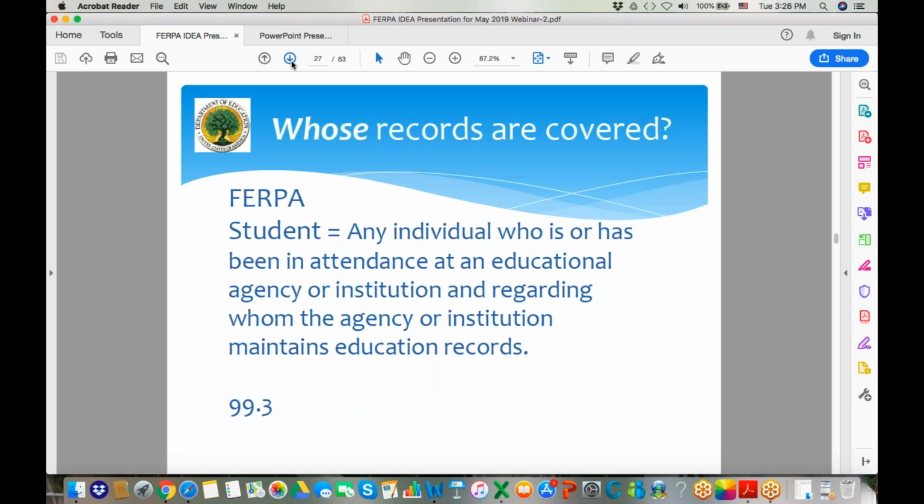And again, looking at FERPA, pretty much what I said a few slides ago, the records covered are those of a student. So it's a student's education records, and again, any individual who's actually in attendance at that educational agency or institution. So we focus more on students. Next slide, please.